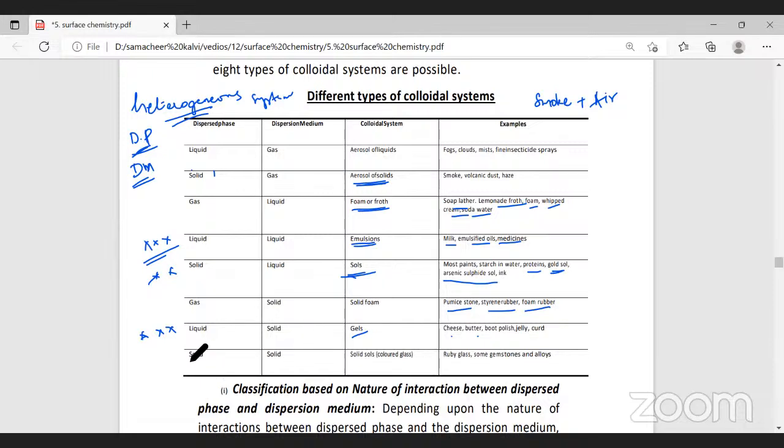And the last, eighth system is solid as a dispersed phase and solid as a dispersed medium. They are called as solid sols, or it's also called as colored glass. Example for the solid sol is ruby glass. Some gemstones, alloys, any alloys for that matter, is an example for a solid sol.